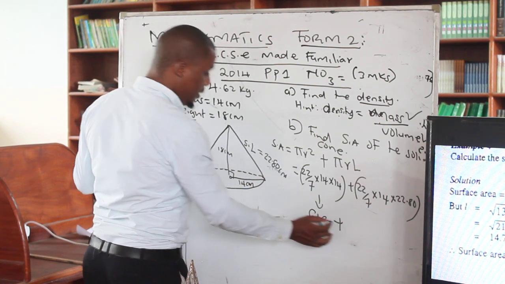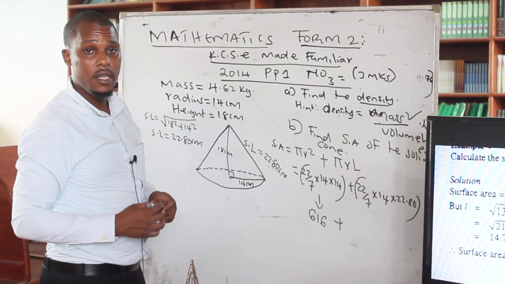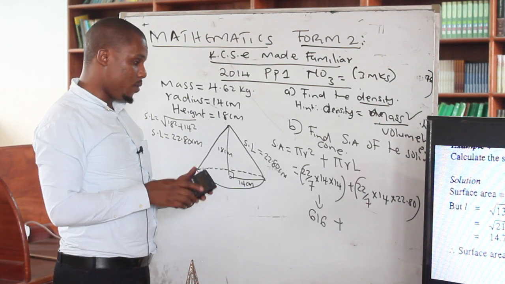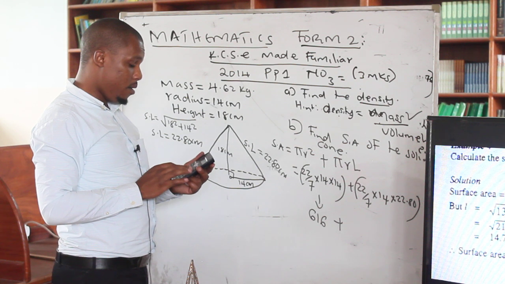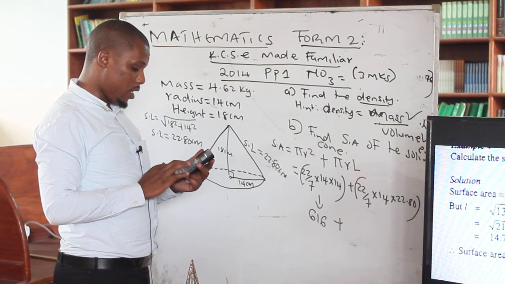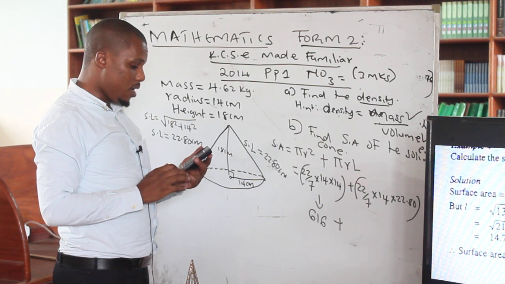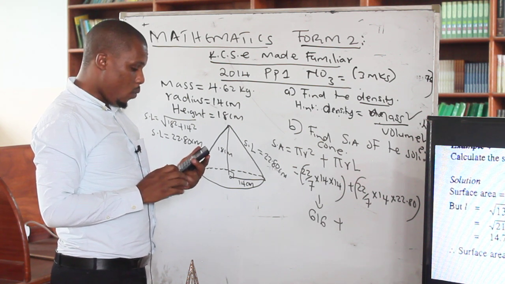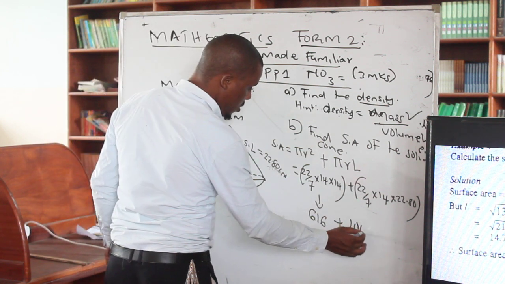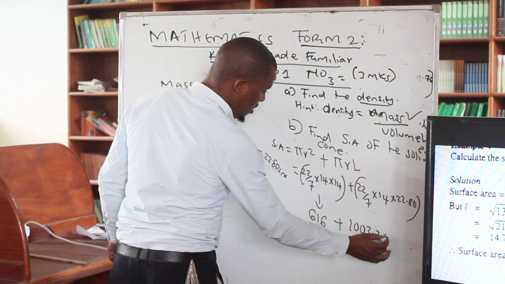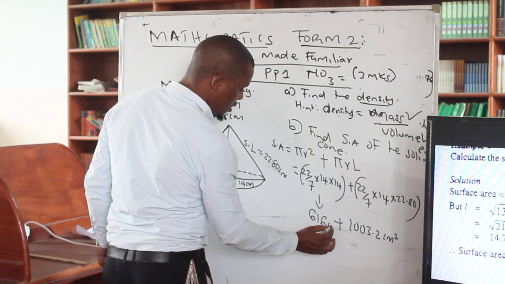Then from there we add the next part, which is 22/7 multiplied by 14, then multiplied by 22.80. This gives us 1003.2 centimeters squared.